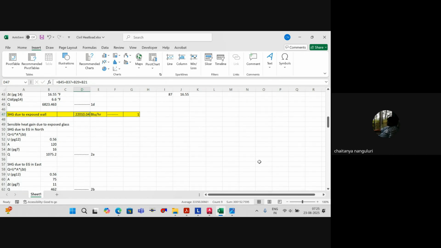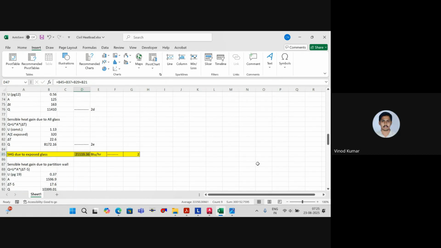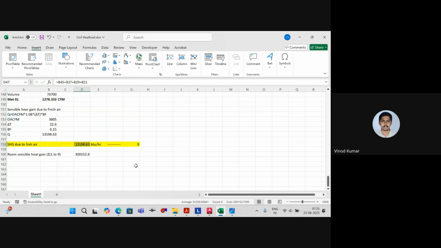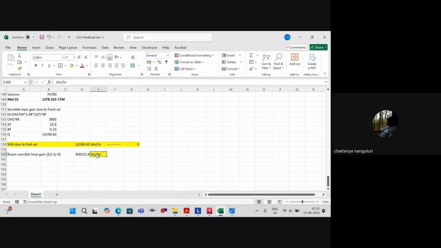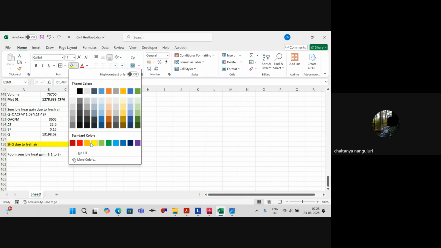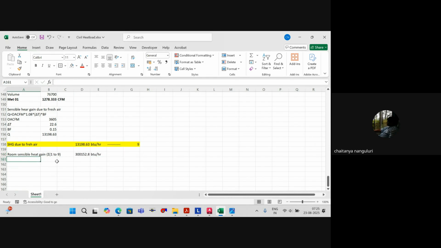300152 is the total value in BTU per hour, which is the room sensible heat load. This particular one is the room sensible heat load. Now I have to calculate the effective room sensible heat load.